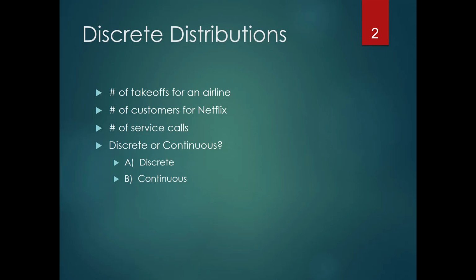So we'll start with some examples here. Discrete distributions: number of takeoffs for an airline, number of customers for Netflix, number of service calls. If I were to ask you if that was discrete or continuous, those are all discrete variables. So that's the only difference between chapters 5 and 6, they're splitting up discrete distributions and continuous probability distributions. This is going to tell us things like, if there's too many customers, too few customers, too many service calls, that helps me make decisions about, well, maybe my system isn't working appropriately.